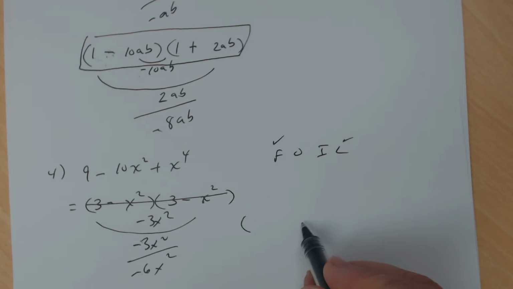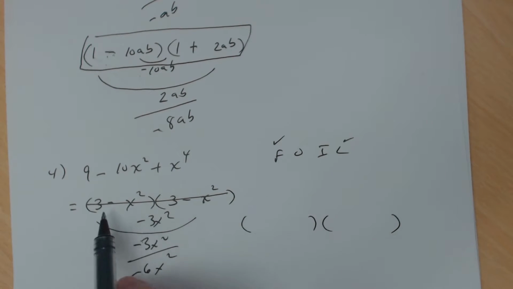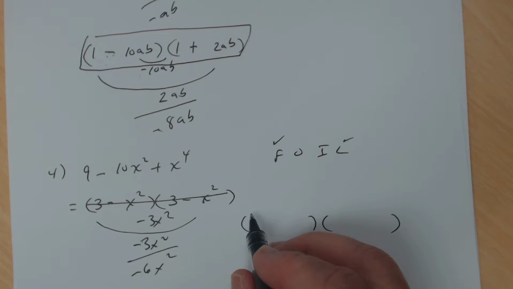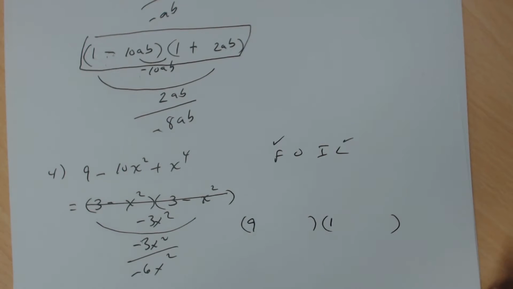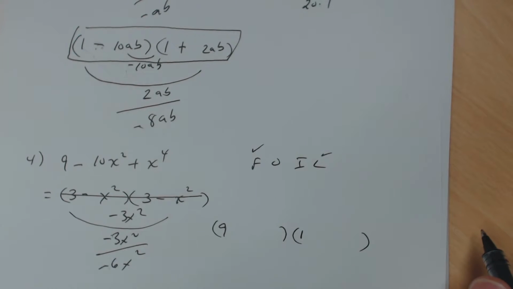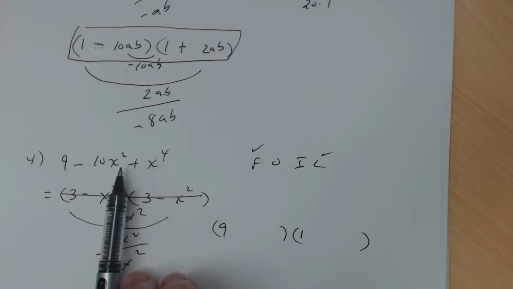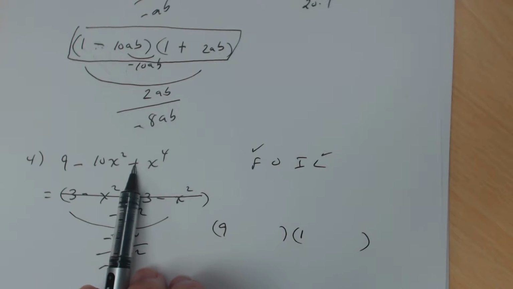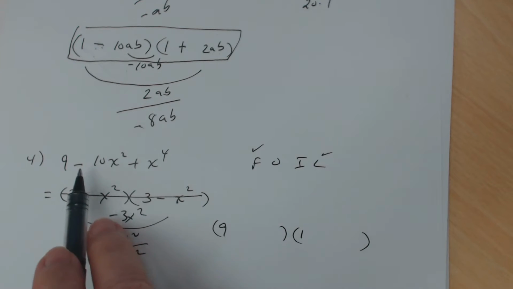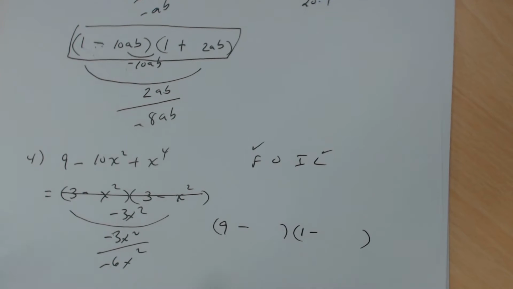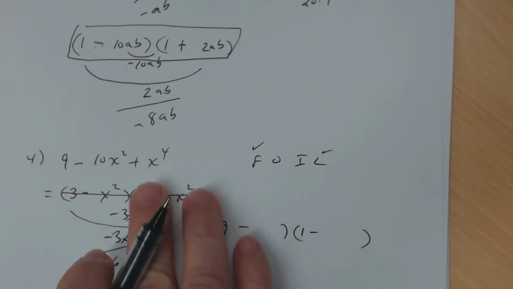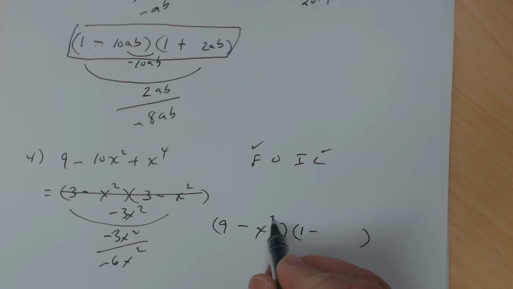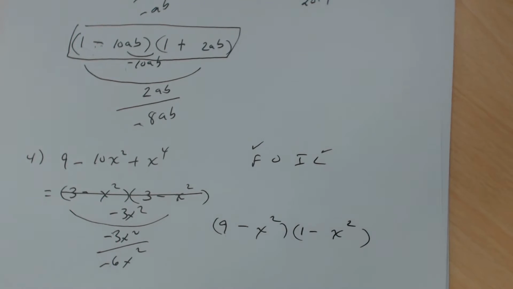All right, so instead of trying 3 and 3, let's try 9 and 1. So 9 and 1, all right? Again, the last sign is positive, which means the signs in here will be the same, will be negative, so they're going to be subtraction. And again, x to the 4th, we're going to say x squared. All right, so that's where I'm at.